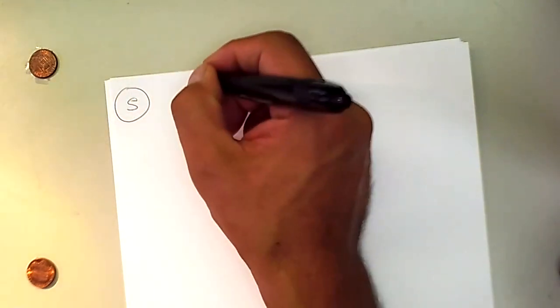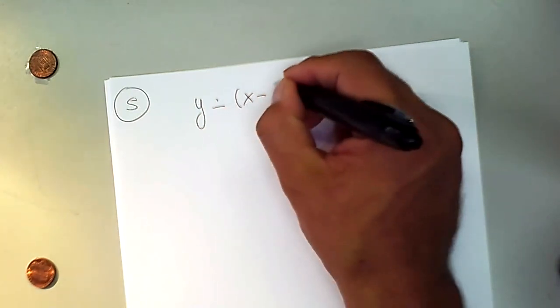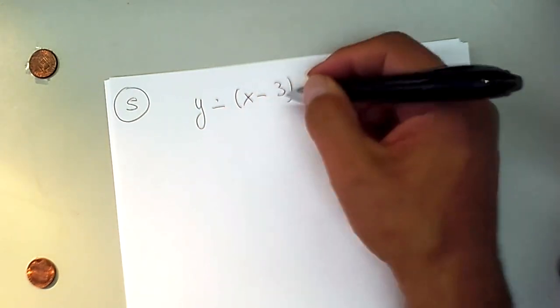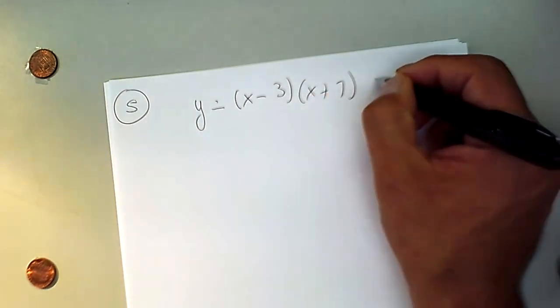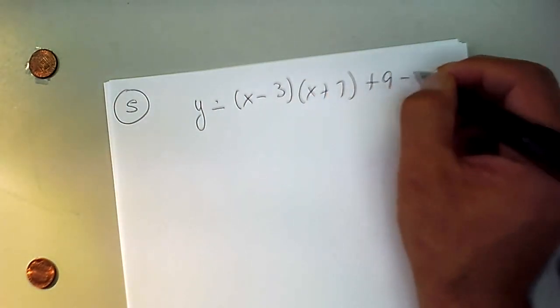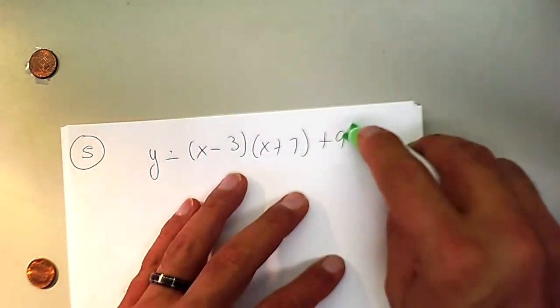Okay, let me just make sure I count the examples correctly. Example 4. Let's do one more. Example 5. Say you have y equals (x minus 3)(x plus 7) plus 9. That's it. I was going to put equal to 0, but then that would not be good.